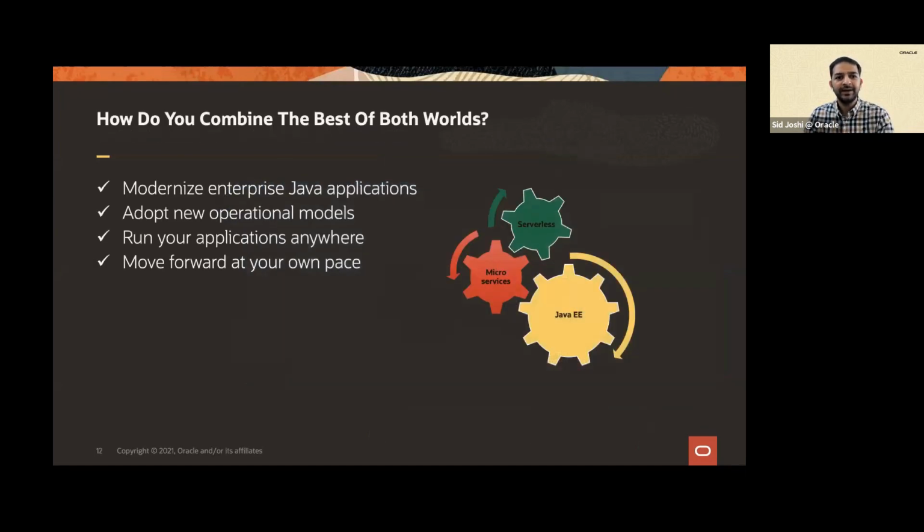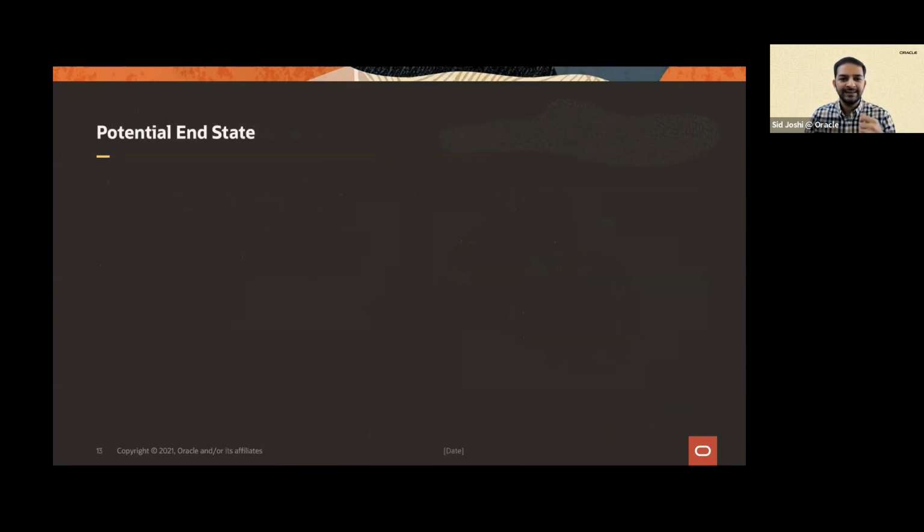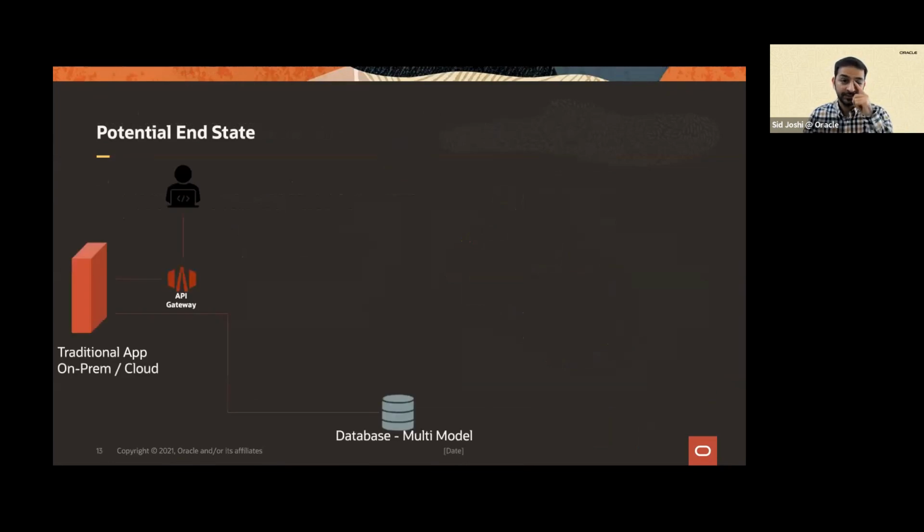But how do you combine this microservices and cloud native architecture with the traditional Java applications that you have in your enterprises, which are considered monoliths, right? How do you adapt to this new operational model, and how do you migrate or upgrade at your own pace? And that's where I think a unique solution comes into play.